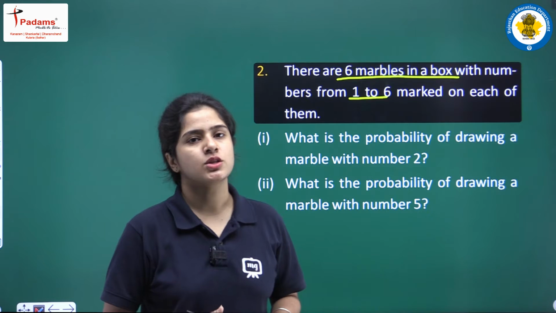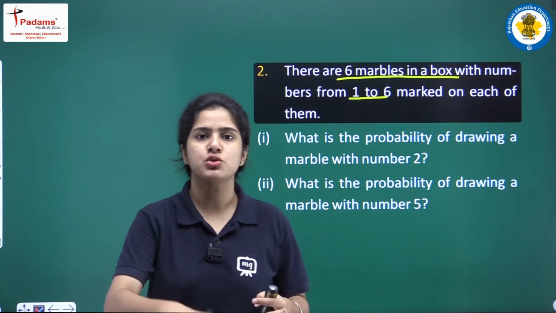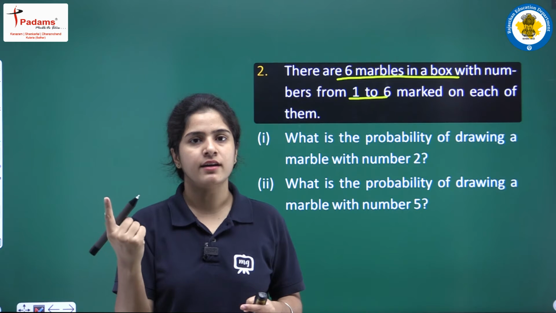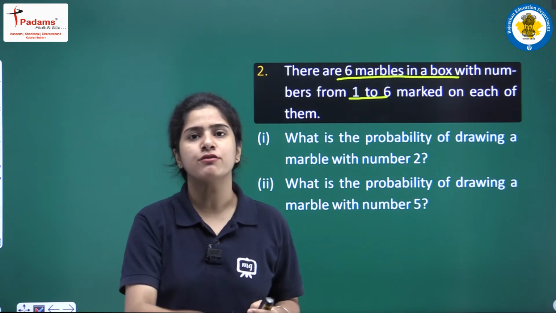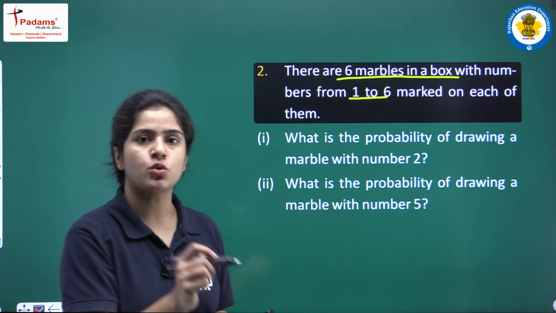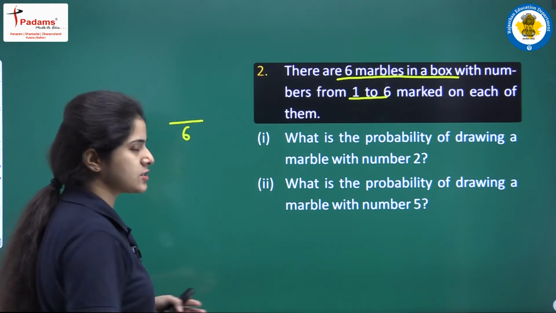Alright students, so for example, I have 6 boxes that I am putting in a box, and I want to just have one particular box in my hand. Then it is random that I can choose any of the box, right? So there are in total 6 boxes. Okay, there are in total 6 boxes, right students?